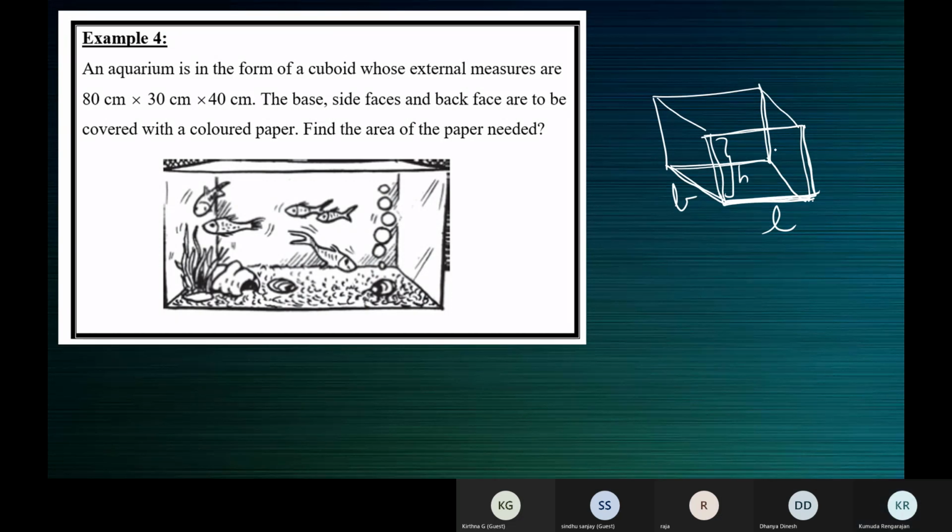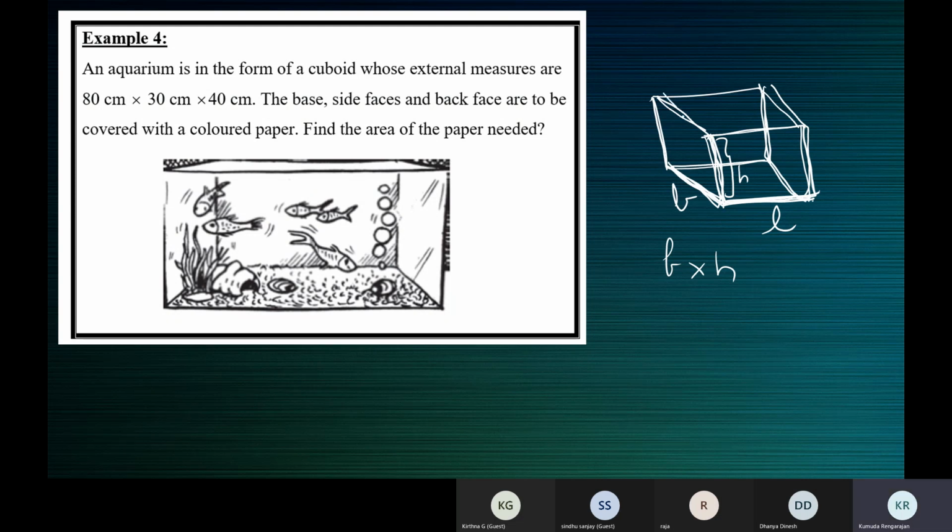Can you see that? Yes, ma'am. Now tell me the dimensions, or what will be the area of the side faces? This is a side face. This one is also a side face. What are the dimensions you see on the side faces? This is the breadth. This is the height, like the length and the breadth of the rectangle. Yes, B and H. So B into H is the area of the side faces.